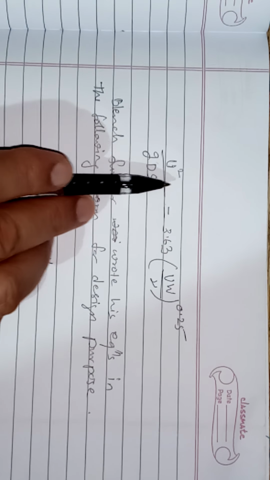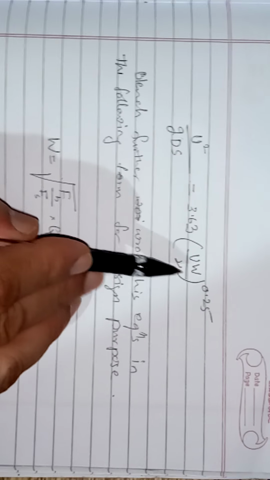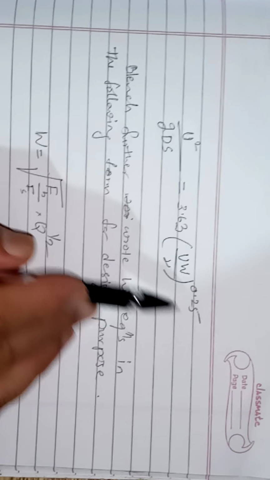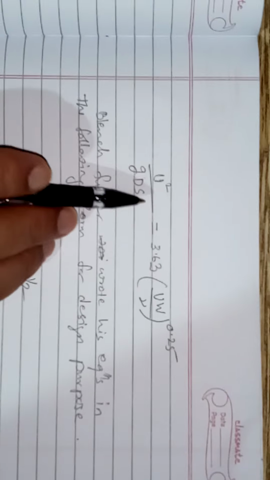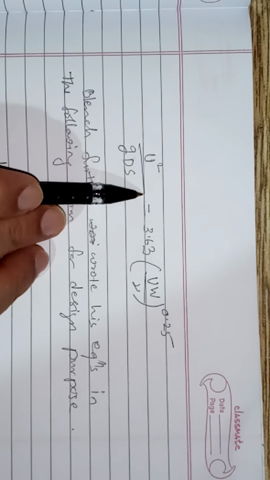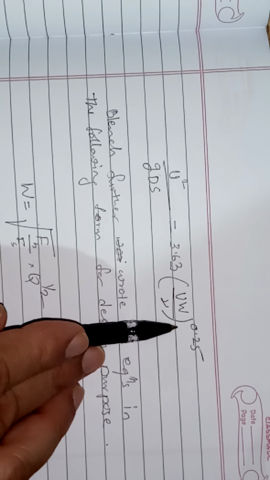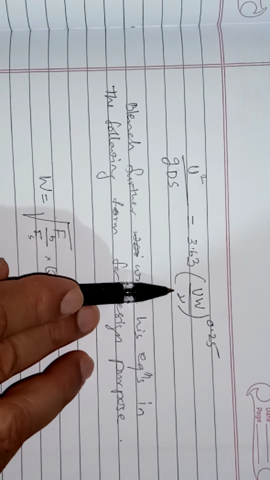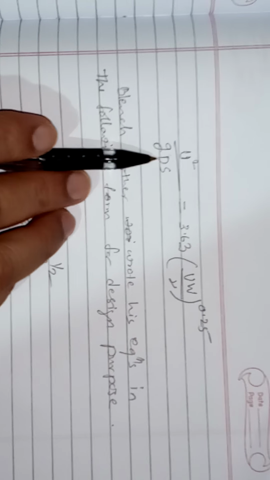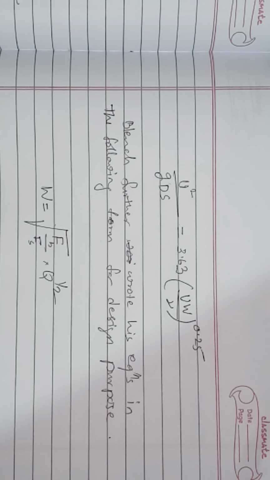which is U square / (G D S) = 3.63 (U W / nu)^0.25, where U is the mean velocity of the flow, W is the mean width, nu is the viscosity, D is the depth of flow, S is the slope, and G is the acceleration due to gravity.